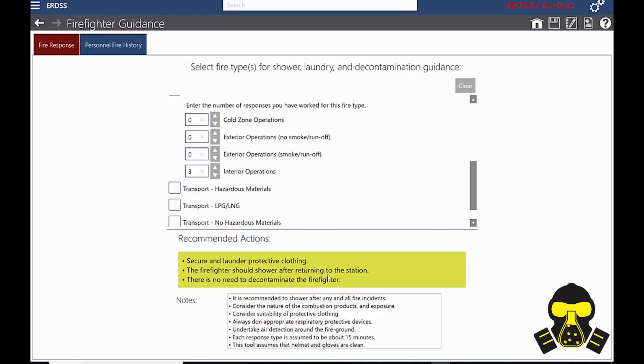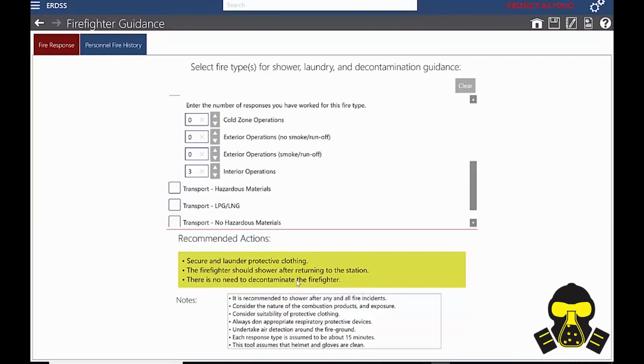now you're going to secure and launder your gear. The firefighter's going to shower when they get to the station. And when we say shower at the station, we mean a lukewarm shower. Soap and water, no more than the temperature of your skin. Dial that temperature down to where you can stand it and take a shower. We don't want your pores to open more. We don't want you getting into a sauna or a hot tub. We want you getting into a cool shower and getting that material off your skin, not opening up the pores and pushing it into your skin. Soap and water is your friend for all of these things. The one thing proven time and time again to work, soap and water. I love it.